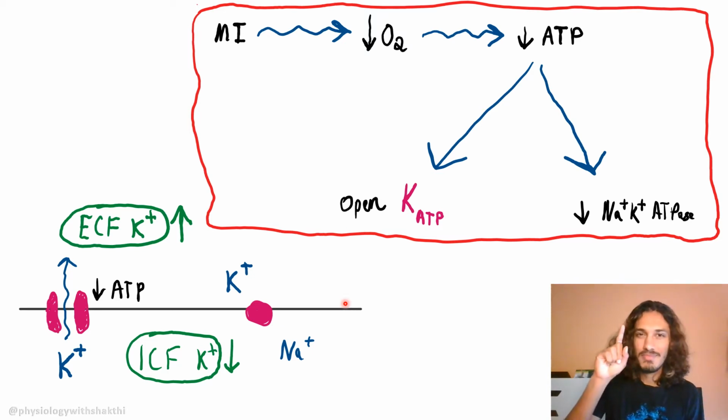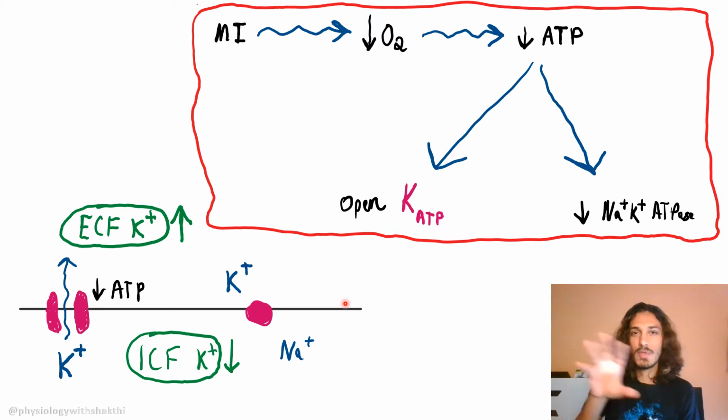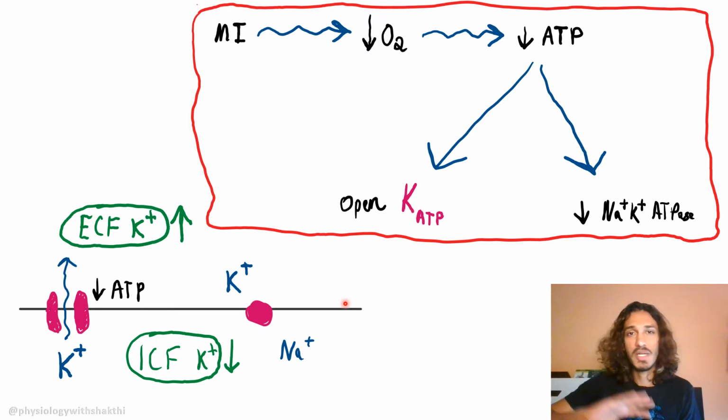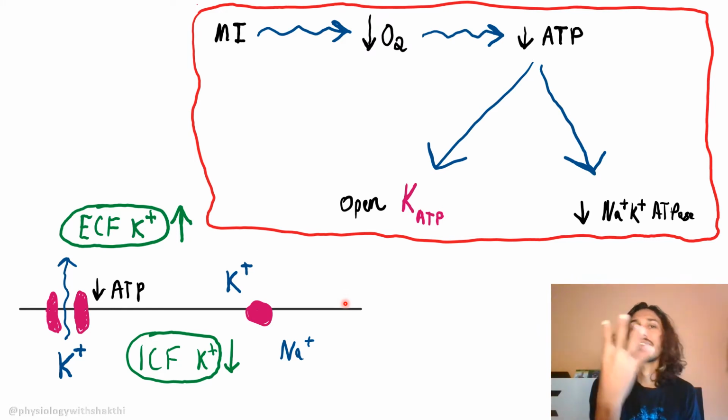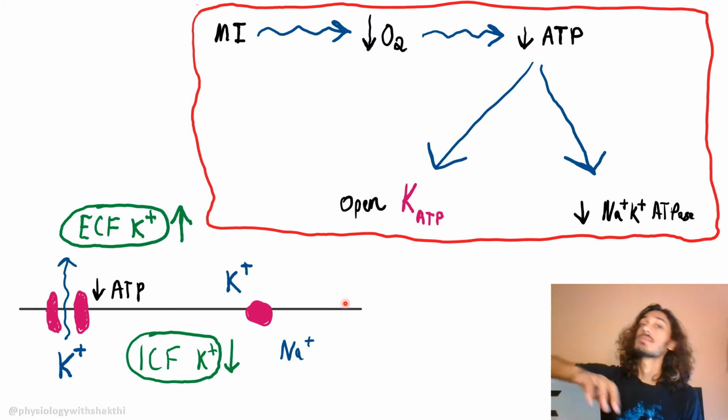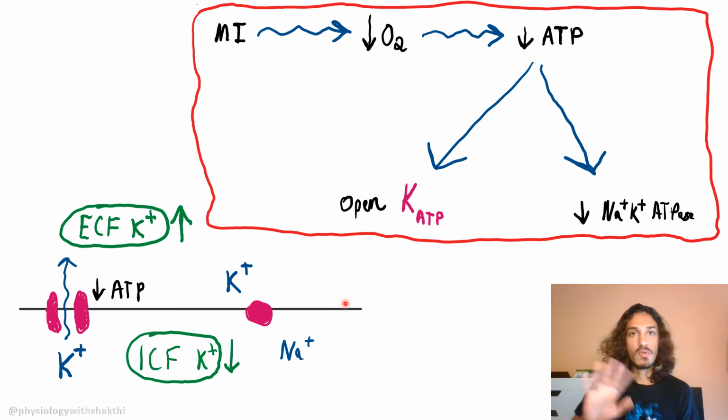Just make note, I'm not talking of the absolute value. The potassium inside is much higher, like 140, and outside is like 4. So here I'm not talking about the absolute value where ECF potassium becomes much higher than the ICF. That's not what I'm talking about.